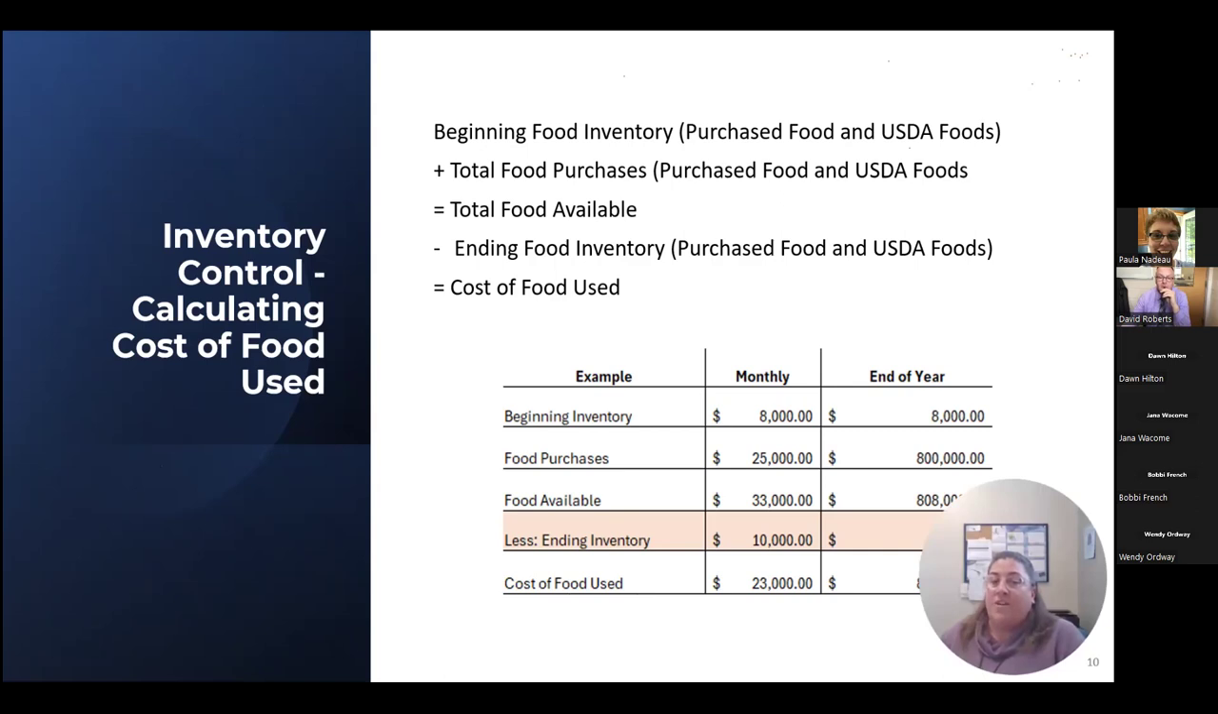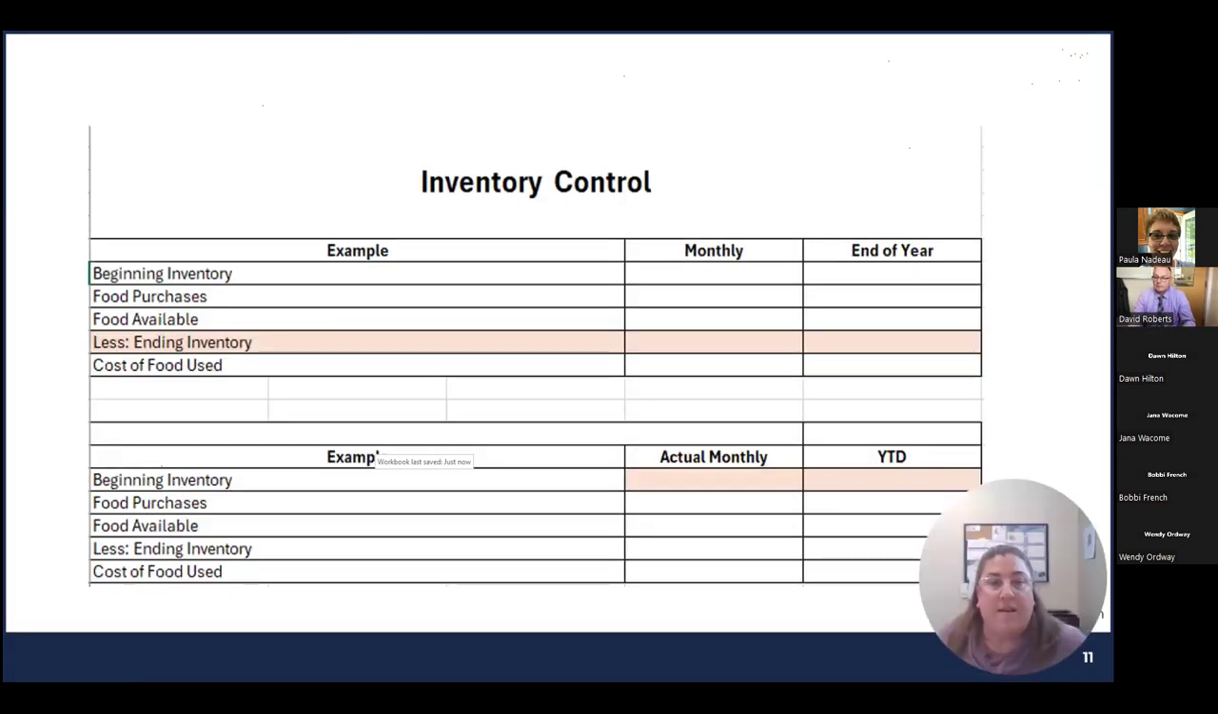The end of year can be a rolling number, so you're adding the numbers through the month. This is just another tool for you to use. And in my activity page, I do have a blank inventory Excel document. It looks like this, for you to utilize if you choose to do so.